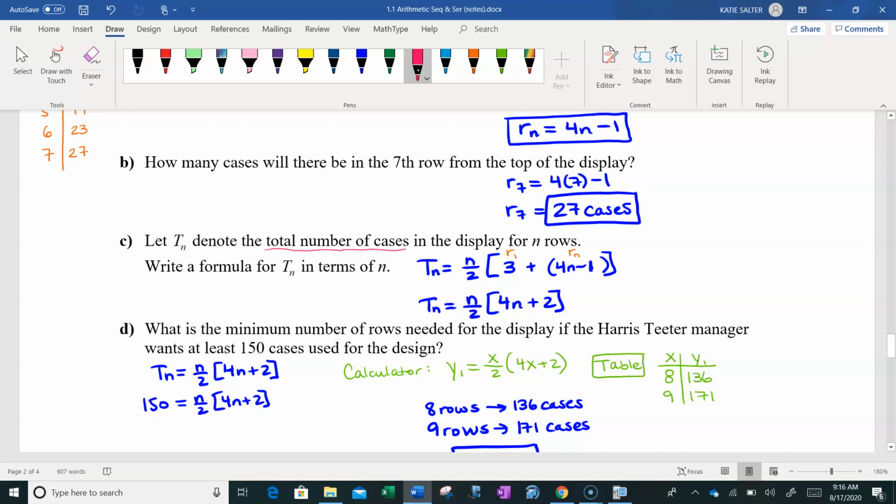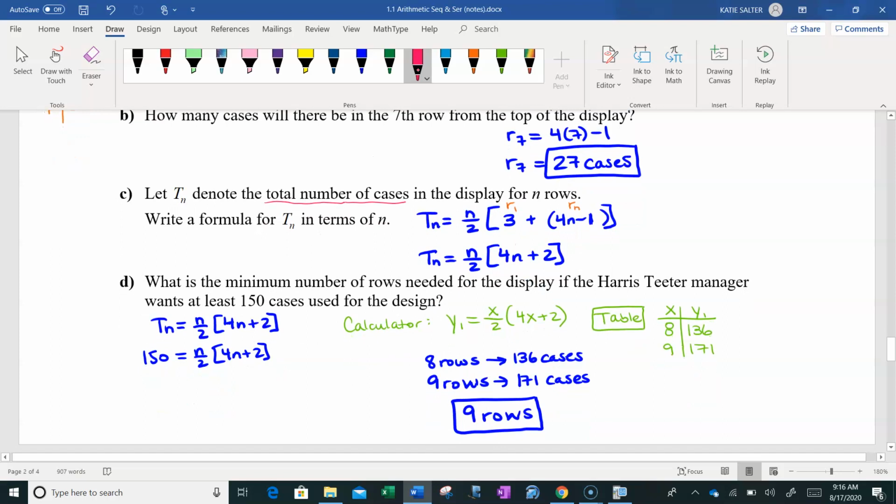So once I set up this formula, I just went into my y sub 1, I typed the formula in with x instead of n. I went to the table and I could see that for 8 rows, there would be a total of 136 cases. Remember, we're using our total formula, our summation formula, not our nth term formula. And then 9 rows would be 171. So if they want at least 150 cases, we would have to go with 9 rows. And if we need to, we can discuss this further in class.